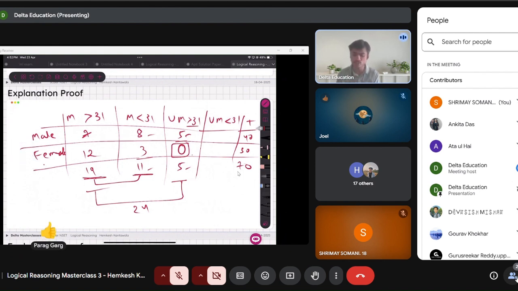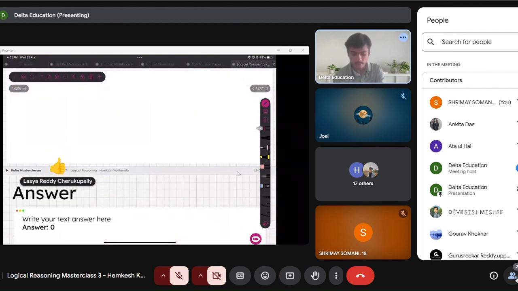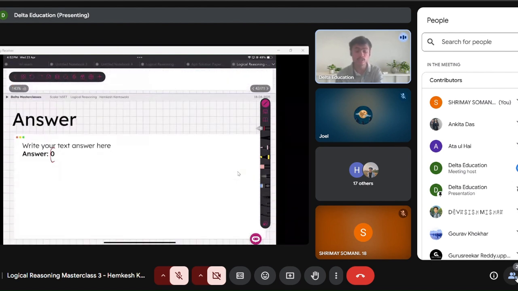So basically it was not necessary to find all of these also. We could directly look at this. Correct? Any doubts? So this was a nice question. This type of question could come in your actual exam. Okay. So 0 was the answer to this question.